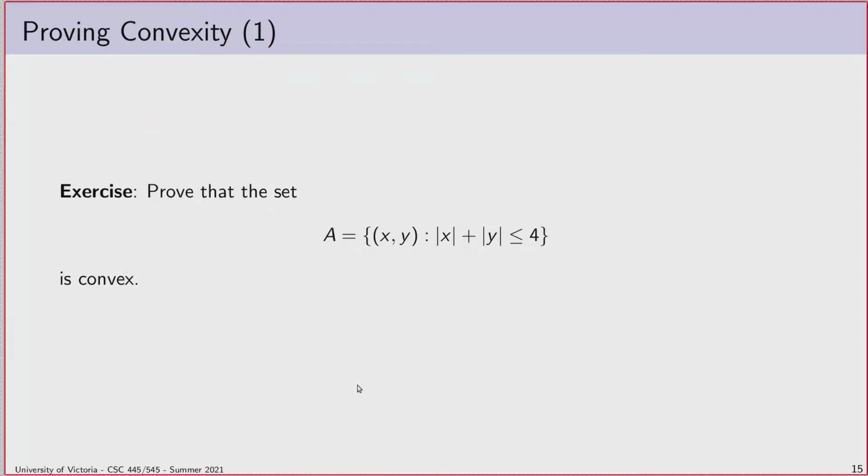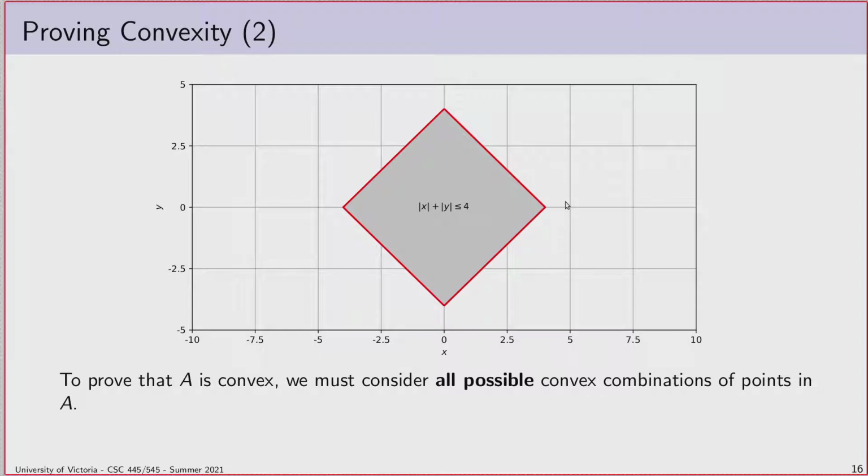Okay, so what about if I describe some set to you? What if I ask you, here's a set, prove to me, so don't just scribble on a diagram, prove to me that this set is convex. So I give a set, I define it formally this way. I say, I want a set of all points x, y, such that the absolute value of x plus the absolute value of y is less than or equal to 4. Prove that the set A is convex.